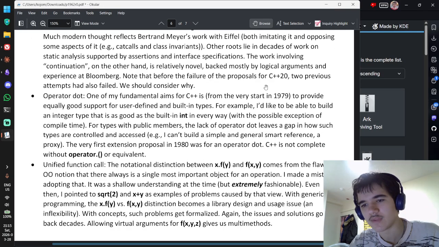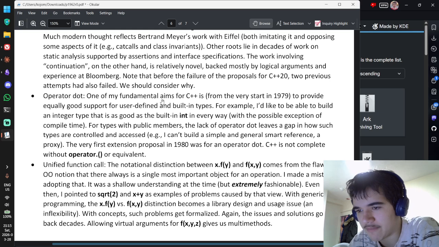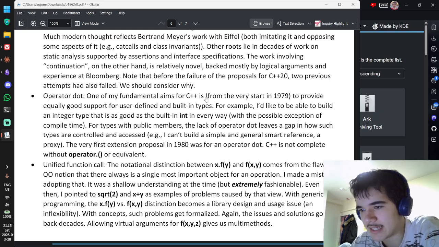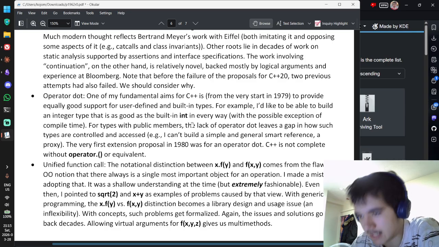I don't know. Operator dot. One of my fundamental aims for C++ is, from the very start, to provide equally good support for user-defined and built-in types. Yeah, this was a big part of his talk on concepts. For example, I'd like to be able to build an integer type that is as good as a built-in int in every way. I am yet to see a language that achieves this, with the possible exception of compile time.